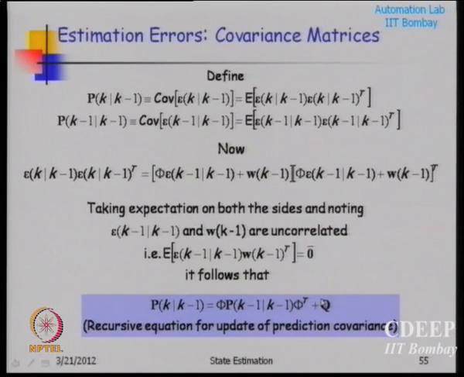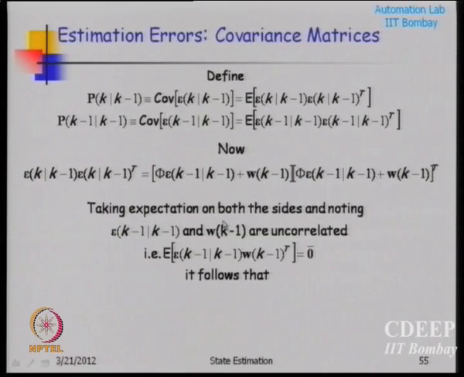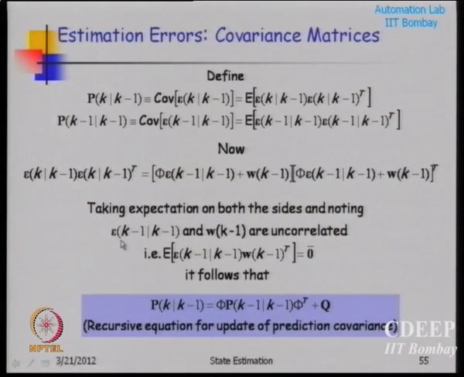Why is this Q term coming here? Because you will have w_k transpose. Okay, see, what are the terms that you will get when you do this multiplication? Just go back here. You will get Φ, you will get Φ Φ transpose. Then you will get terms between ε and w. You will get two terms between ε and w, and then you will get one term for w w transpose. So there are four terms, out of which two terms cancel, only two terms remain. So which two terms cancel? By virtue of the fact that w_{k-1} and the error at k-1 are uncorrelated, we get this recurrence relationship.